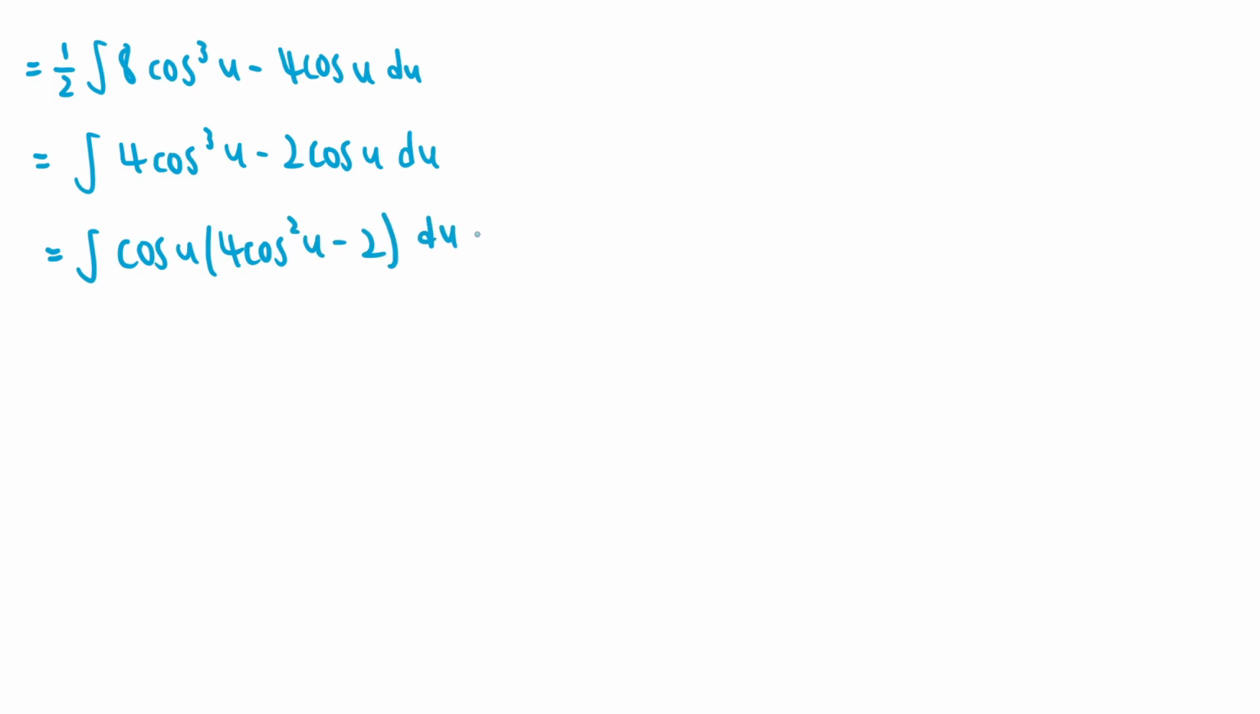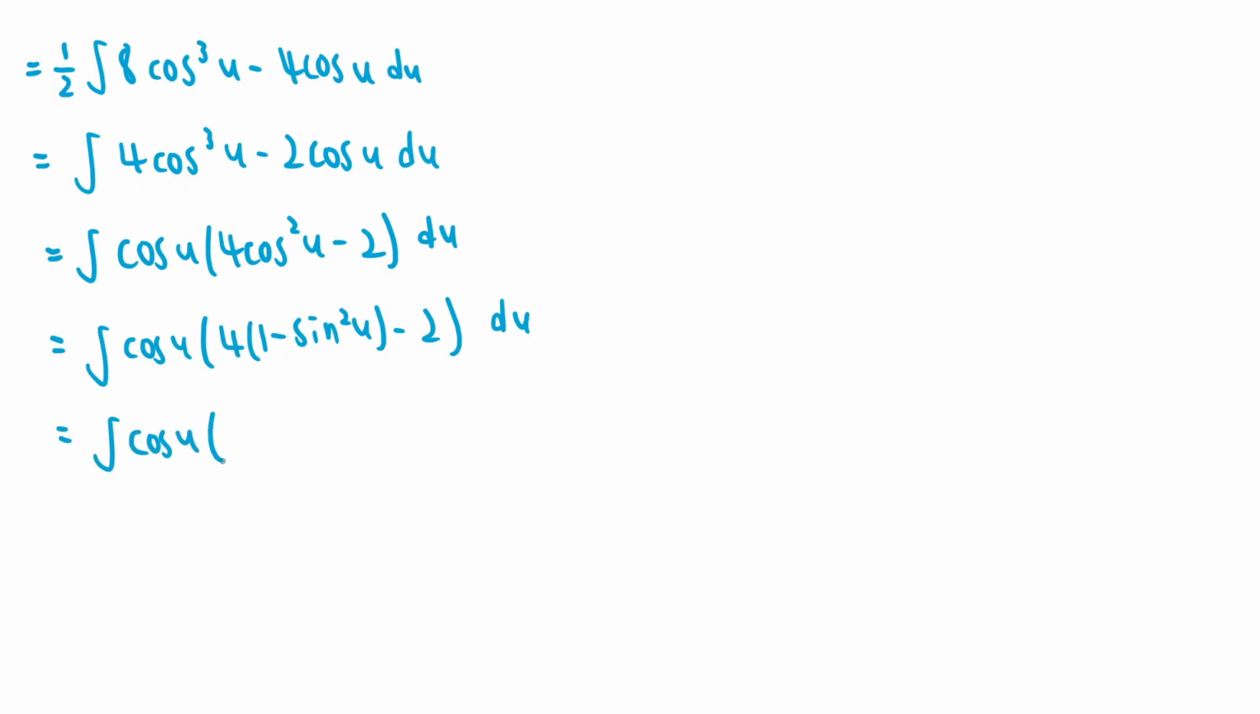And if we use the identity cosine squared of u equals 1 minus sine squared of u, which comes from the Pythagorean identity, then the integrand becomes cosine of u times 4 times parentheses 1 minus sine squared of u, minus 2, and if we expand and combine like terms, the expression inside the parentheses just becomes 2 minus 4 sine squared of u.